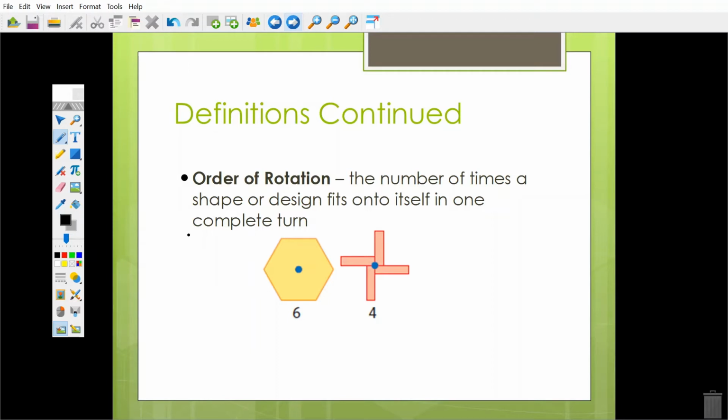The order of rotation is the number of times that a shape or design fits onto itself in one complete turn. For a hexagon here, with 6 equal sides, the order of rotation would be 6, because in one complete rotation, there's 6 times it would look exactly as it does right now. And for this pinwheel type shape, with 4 equal pieces jutting out, the order of rotation would be 4. 4 times will it look exactly as it does right now.